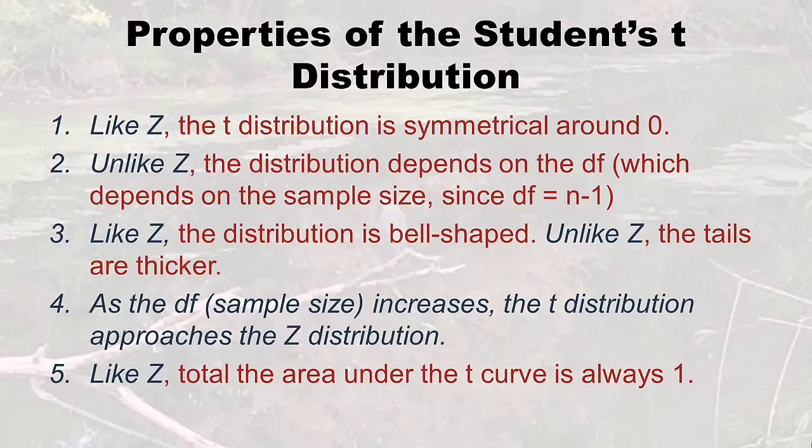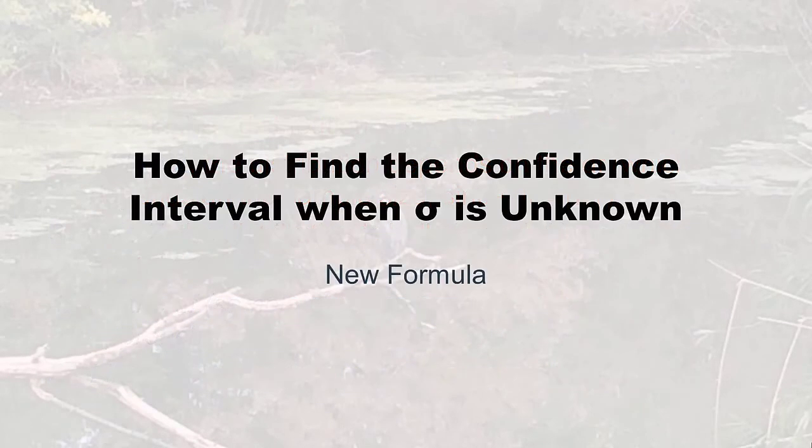You saw how, as I increased the degrees of freedom, that curve kept going up until eventually it would meet the Z. And also for the T distribution, like the Z distribution, the total area under the T curve is always 1. So we're dealing with the same kind of area probability situation. All right, now that I've introduced you to the t-distribution, I'm going to explain how to find the confidence interval when the population standard deviation is unknown, and you get a new formula.